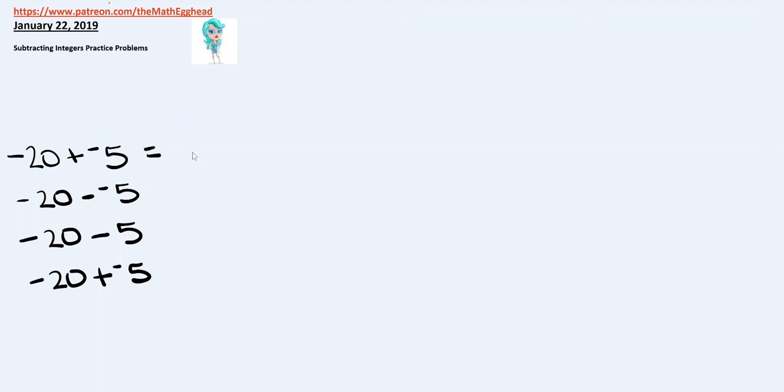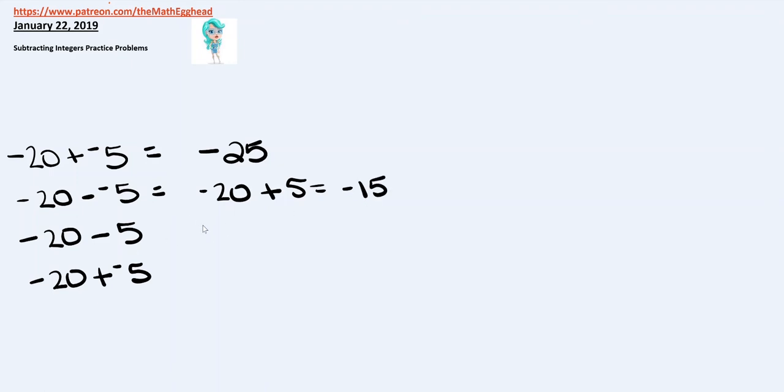So here we're adding two integers that have the same sign. So we know we keep the sign and add as normal, so it's negative 25. Here we're subtracting. So if you wanted to follow the rule, we would keep the first number, change the subtraction to an addition sign, and what's the opposite of negative 5? Positive 5. So here it would be negative 15.